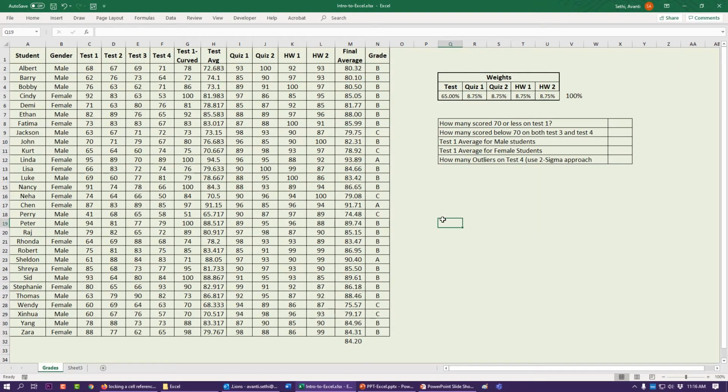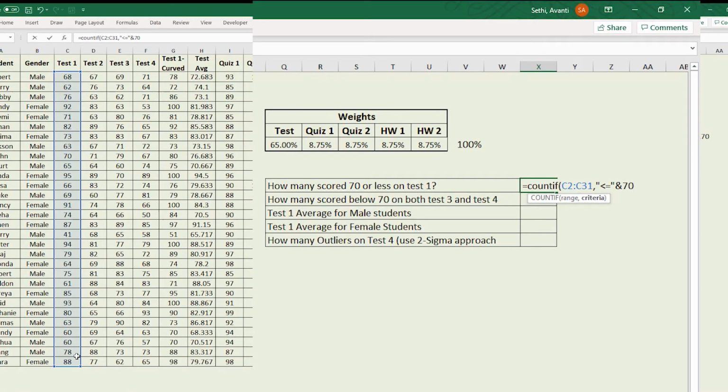Okay, so now we are going to answer some questions. How many scored 70 or less on test 1? Well, that function is COUNTIF. So I can simply use equal to COUNTIF, test 1, and less than or equal to 70. 13 people got 70 or less.